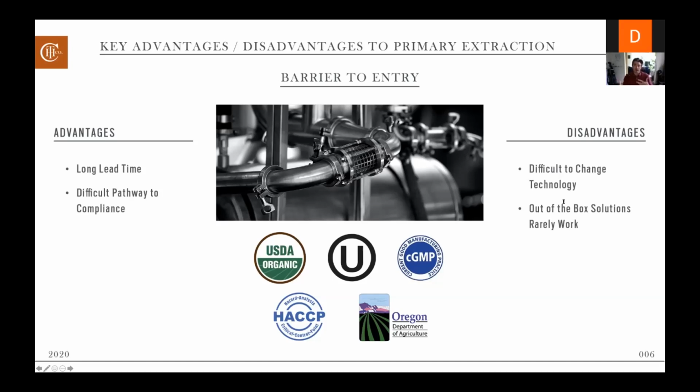Additionally, you're going to have a difficult pathway to compliance. It's my belief that in order to play in this sector, or really in the hemp industry in the future, you're going to need to have all your certifications well documented and well completed. That's going to include USDA organic and really CGMP as a baseline. Those can be long lead items, upwards of 6 to 9 months, and especially with the current climate around COVID, it may take even longer to get those certifications in place.